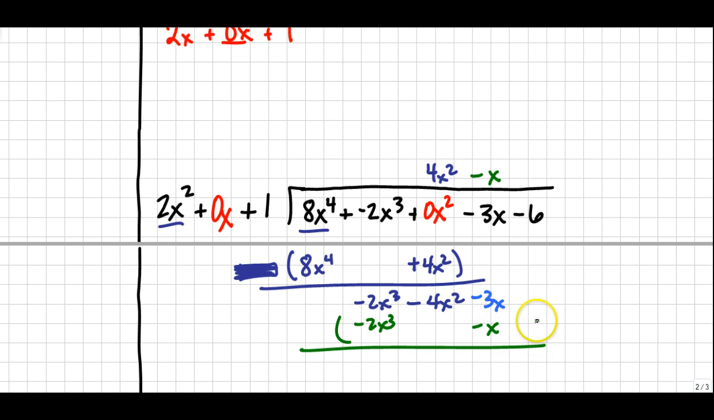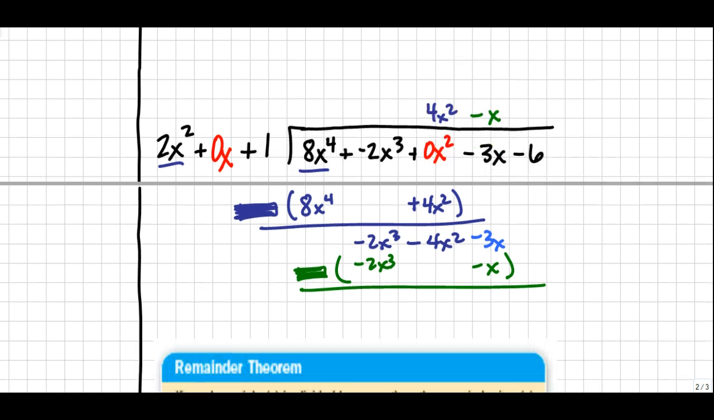Now I'm going to subtract vertically. The negative 2x cubes are going to cancel. The negative 4x squared drops. Negative 3 minus negative 1. If I add the opposite there, I'm going to get negative 2x.